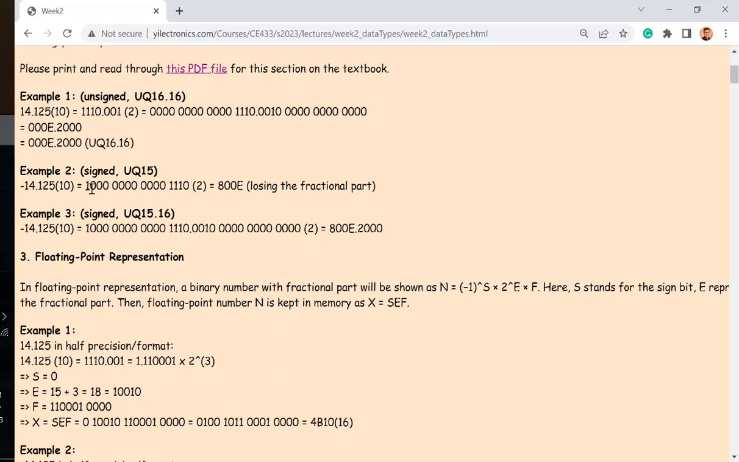Oh, because the numbers are 15 bits. The MSB is a sign bit. I'll have 15 bits for the number. That's UQ15, and it's a signed UQ15. Okay? You just need to know there's a format called that. You don't have to memorize it.